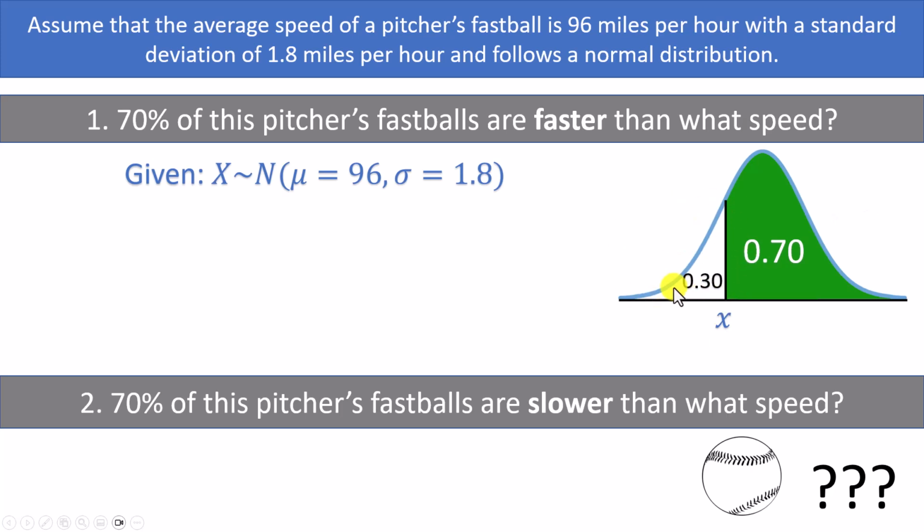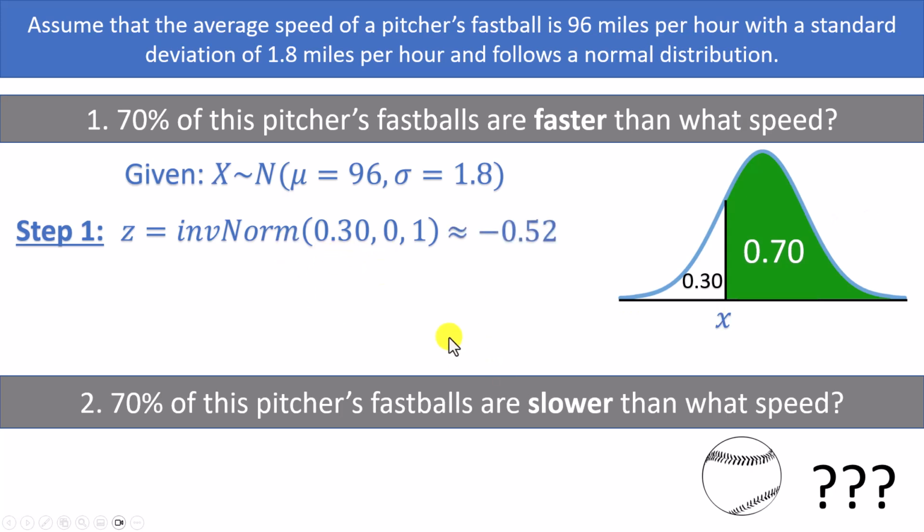And that's going to be important here because remember, when we use that inverse norm function, we're going to need the area to the left, right? So the area to the left here is going to be that 0.3, which is what we're going to want to put into the function. And if you enter that into inverse norm, you're going to get approximately negative 0.52.